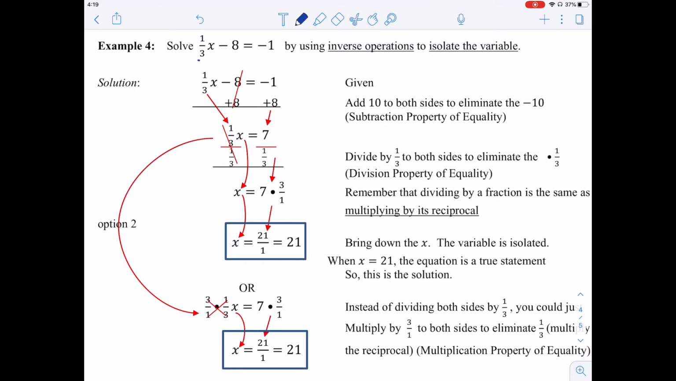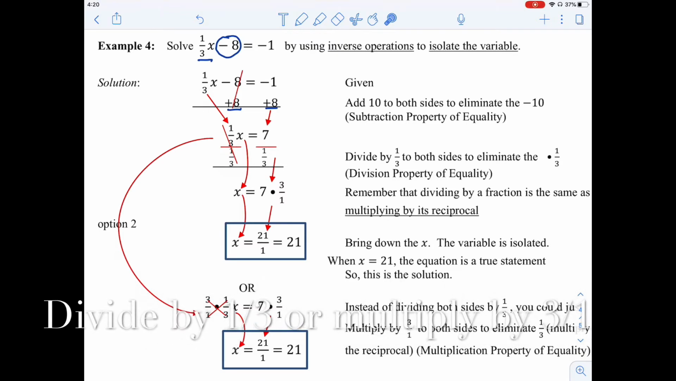Same thing. We identify where's the variable. Variable's on the left side. So we get rid of that constant on that side. So negative 8. To get rid of that, we add 8 to both sides. To get rid of the minus 8, bring down what we have. Then we're going to divide by 1/3 because it's times 1/3. So divide by 1/3 on both sides.